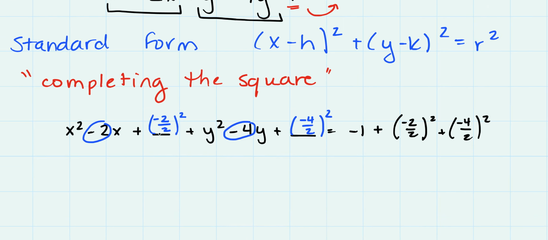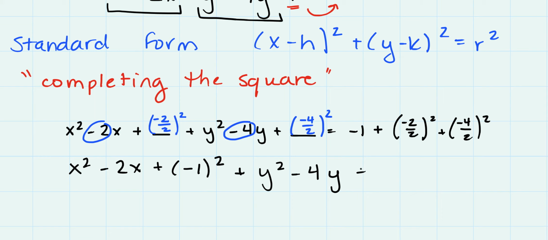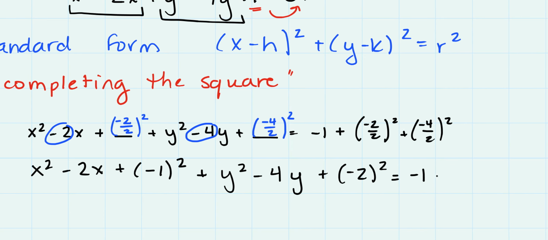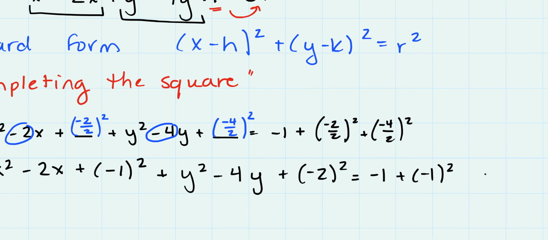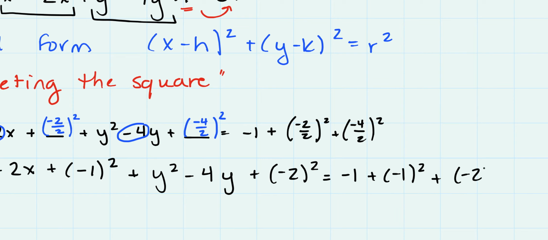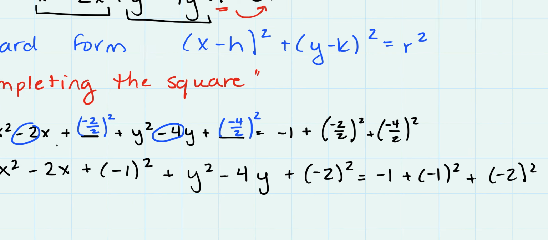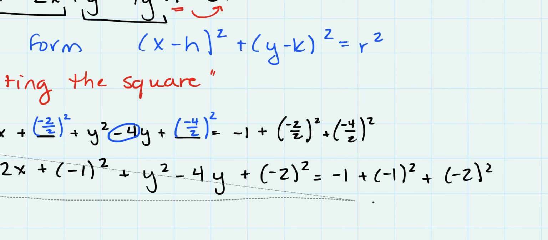Right. The next piece is I'm going to write this as x squared minus 2x. Let's simplify what's inside here. This is plus a -1 squared. Then y squared minus 4y plus a -2 squared. That is going to equal -1 plus a -1 squared, and then this is a plus a -2 squared. Let me make it a little smaller so we can see it all together.